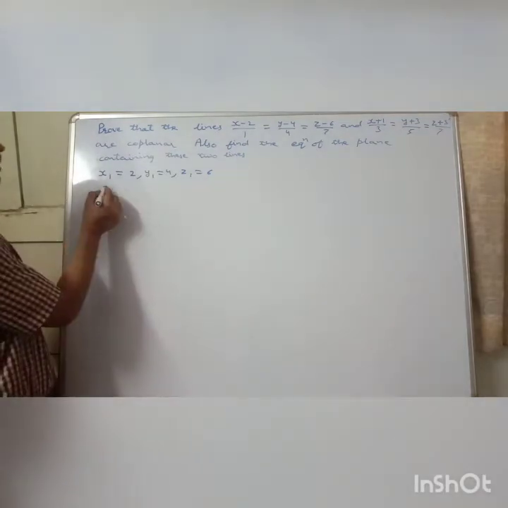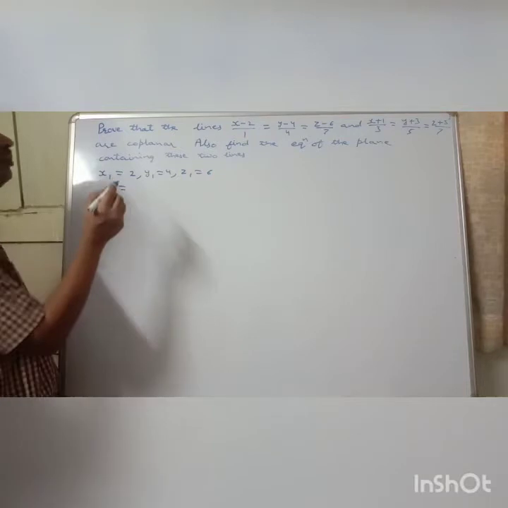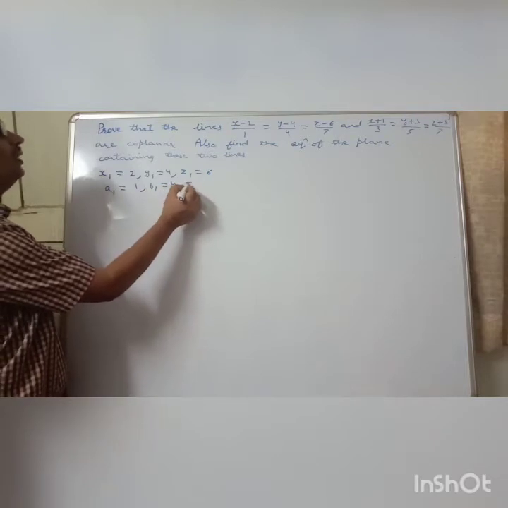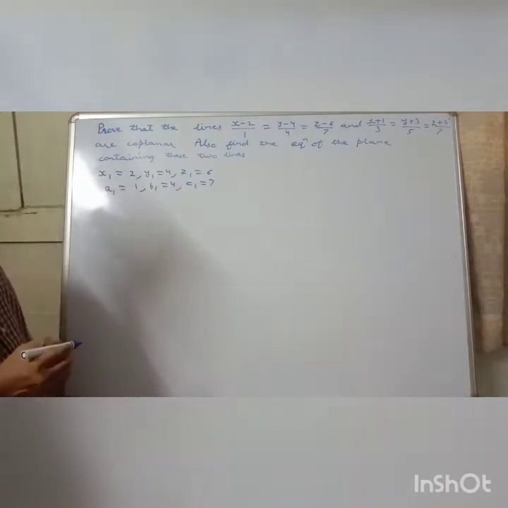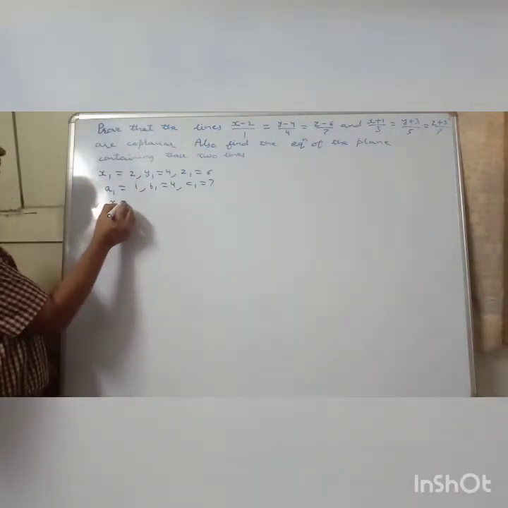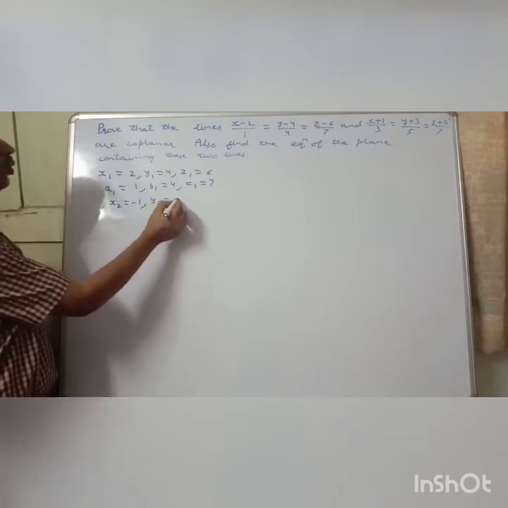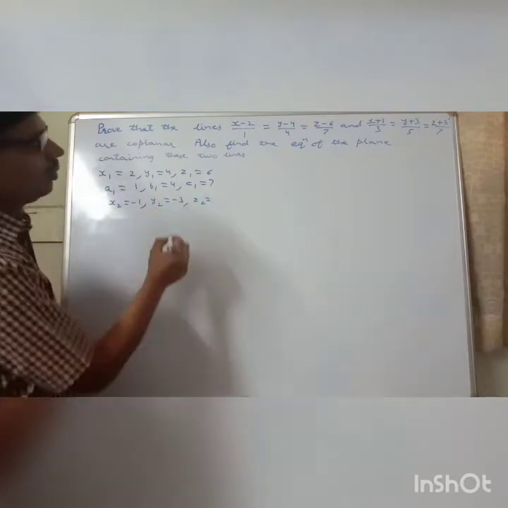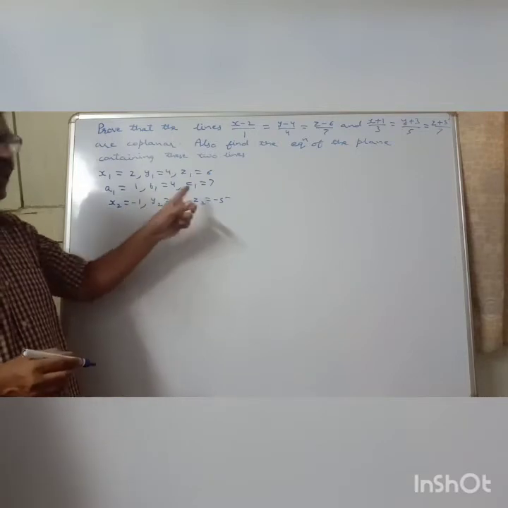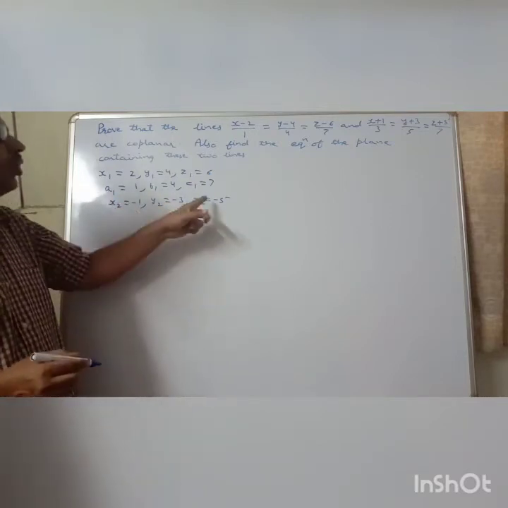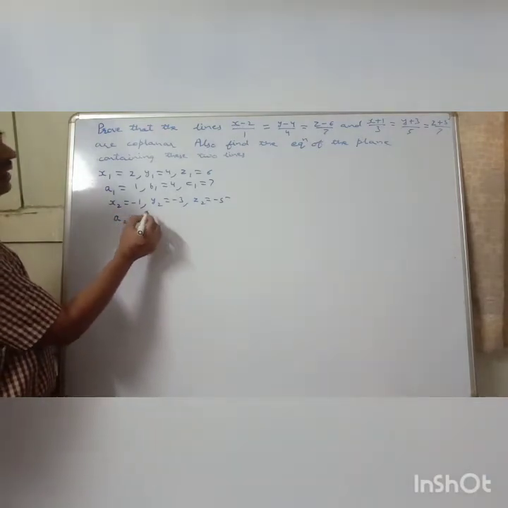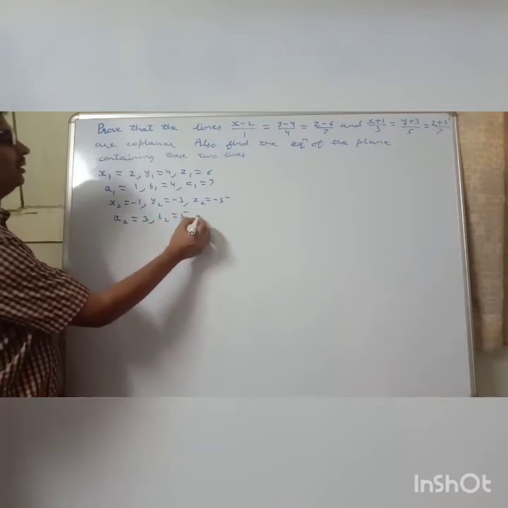Direction ratios for the first line we shall denote by a1, b1, c1. So here a1 equal to 1, b1 equal to 4, c1 equal to 7. For the second line, coordinates of point x2 is minus 1, y2 is minus 3, z2 is minus 5. For the second line, we are getting a point for which all three coordinates are negative. Direction ratios a2 is 3, b2 is 5, c2 is 7.